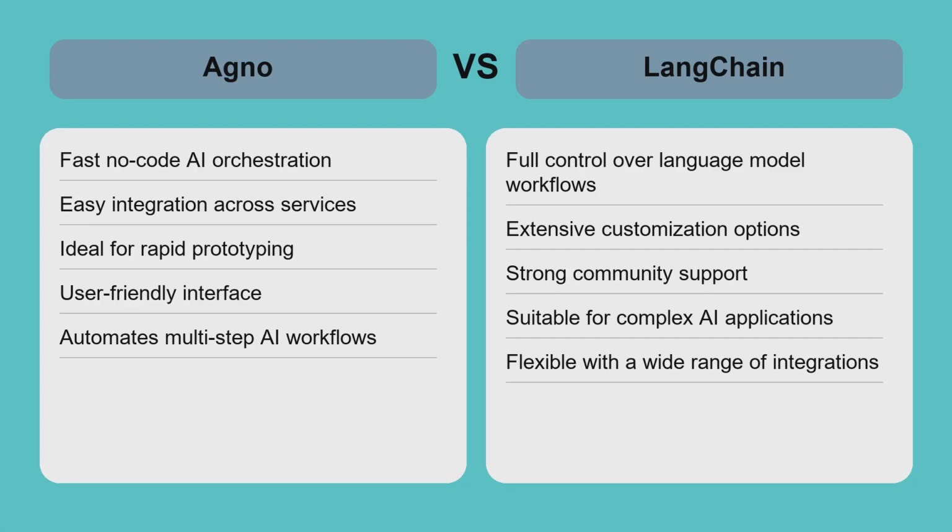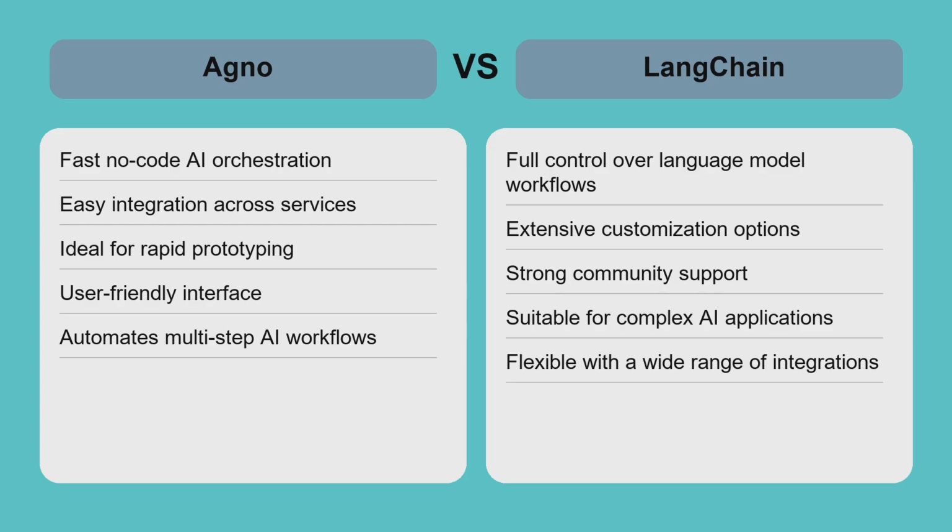Comparing Agno and LangChain highlights a trade-off between simplicity and control. Agno's visual workflow and multi-provider support make it ideal for rapid prototyping and teams prioritizing ease of integration across AI services. It fits well when timelines are tight and coding resources limited. LangChain, on the other hand, offers deeper customization through modular chains, perfect for developers building complex AI applications that require precise data handling and logic.